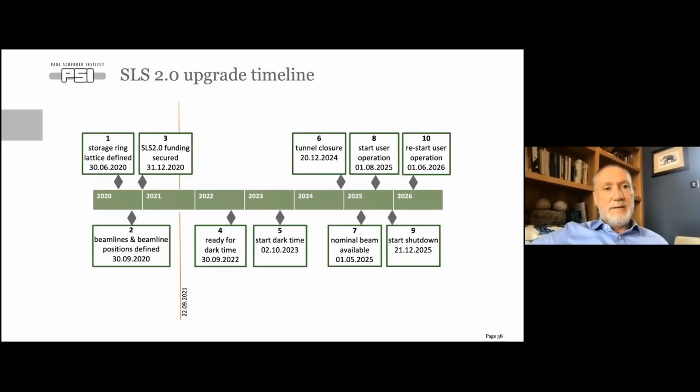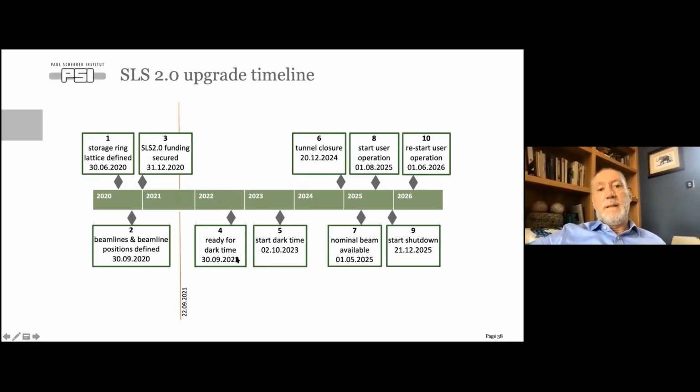A little bit about the timeline for the SLS2 upgrade. This is the date today. We define the storage ring in the middle of 2020. We define the beamlines and their positions towards the end of that year. And we actually got the funding only guaranteed at the beginning of 2021. We want to be able to really say we're going ahead, that there are not substantial delays towards September, about a year from now, in 2022. So this is basically our go, no go for what the timeline is further down.